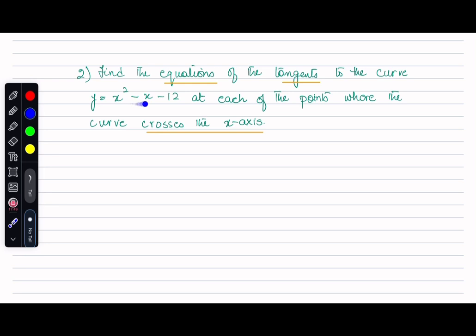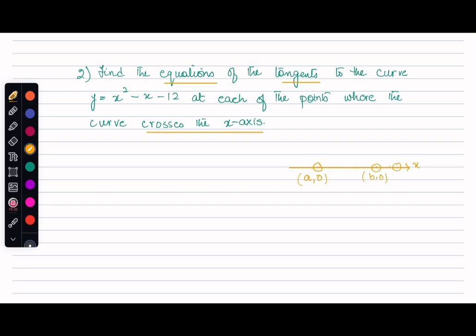So this means that the curve is actually crossing the x-axis at more than one point, and for those points we shall be finding the equations of the tangents here. So to solve that question, another thing that we should be knowing here is that whenever any line crosses the x-axis, at all the points on the x-axis, I can say that my y coordinate becomes 0.